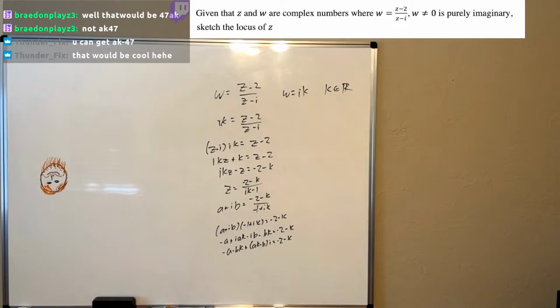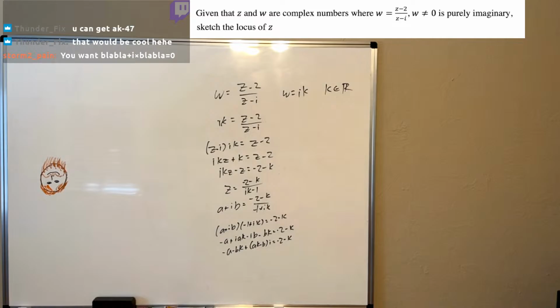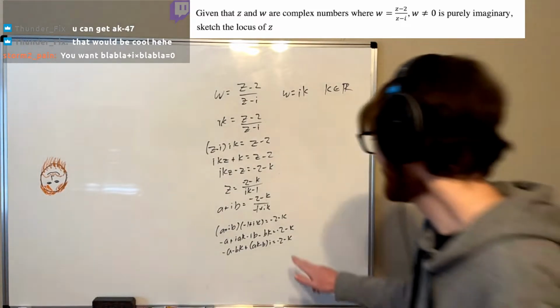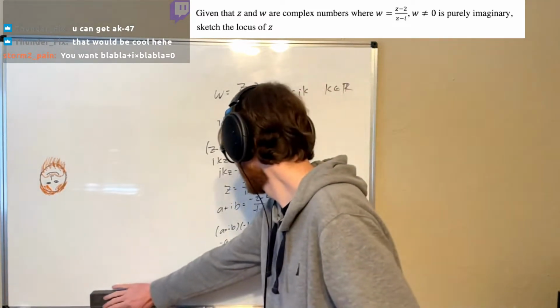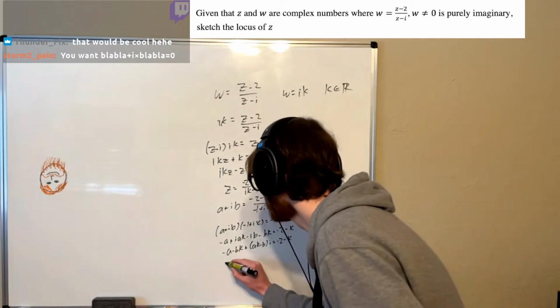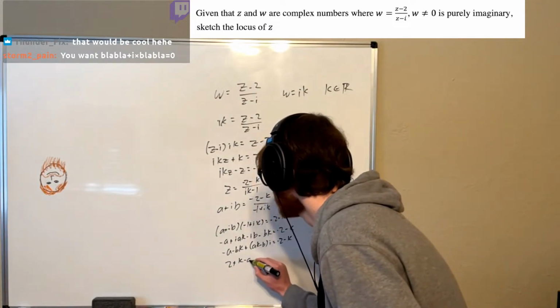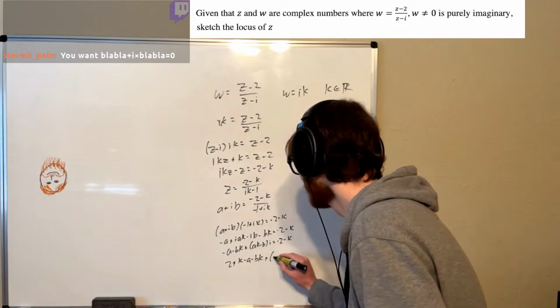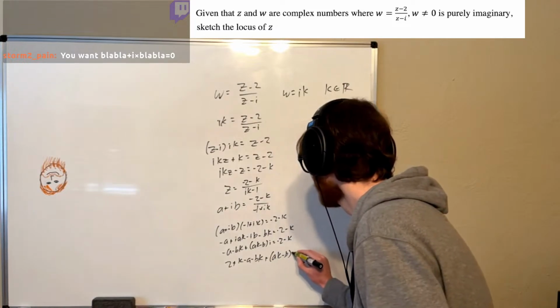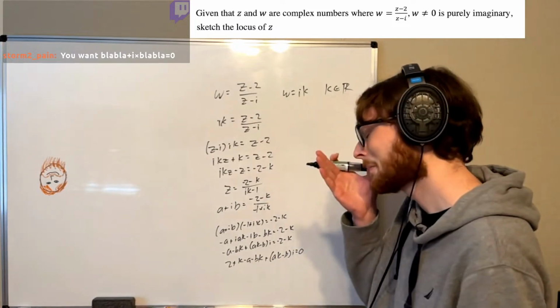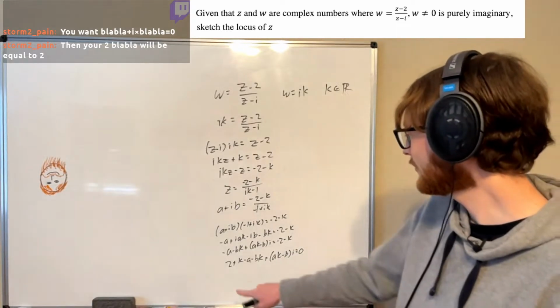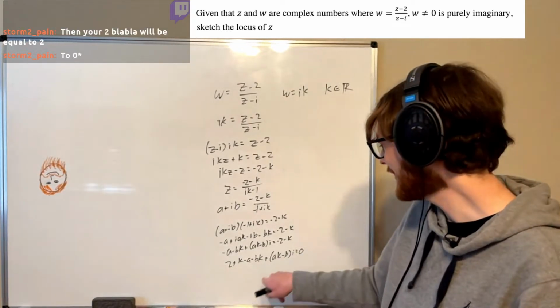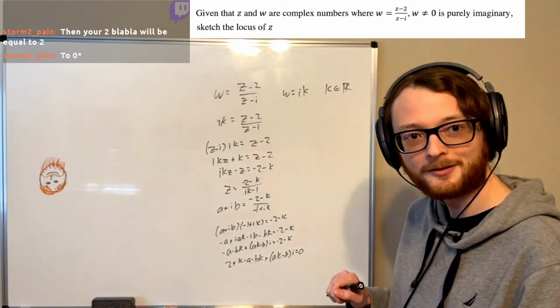You can get AK-47. Yeah, 47 AK equals 0? Okay. So then we do want to bring these over here. I'll just do another step. That's quite the real part right there. So does that mean the real part has to equal 0 and the imaginary part has to equal 0?